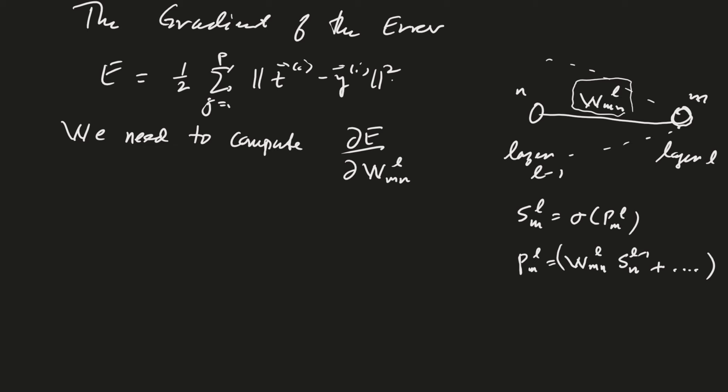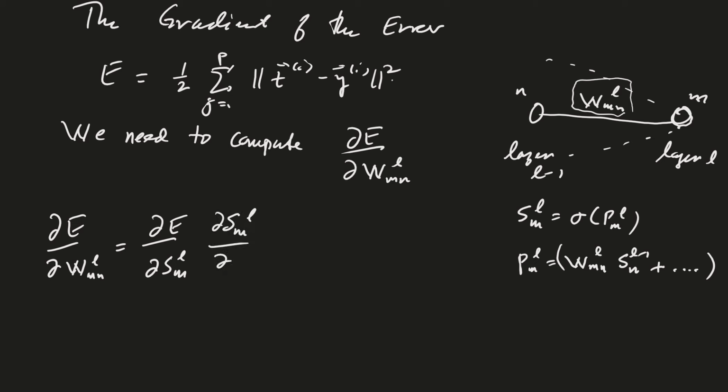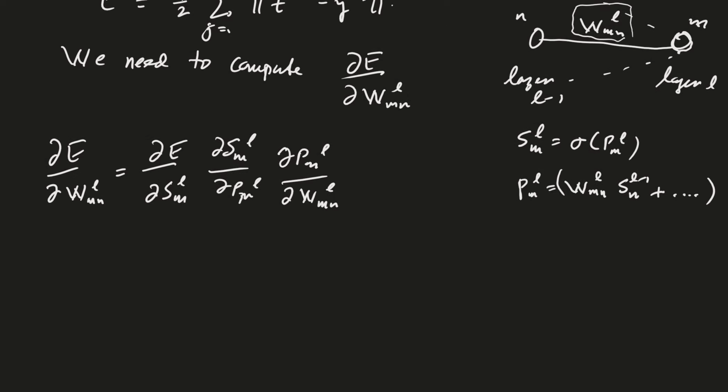Good. I think we're ready to compute our partial derivative now. So I'm going to take the partial derivative of the error with respect to W_mn^L, and I'm going to rewrite it as a product of three things. Partial derivative of the error with respect to S_m^L, because that's where the parameter comes into play. And then we'll multiply that because S_m^L depends on P_m^L, the pre-state. And then the pre-state depends on W_mn^L. Good. All right, so we've actually already know how to compute some of these.